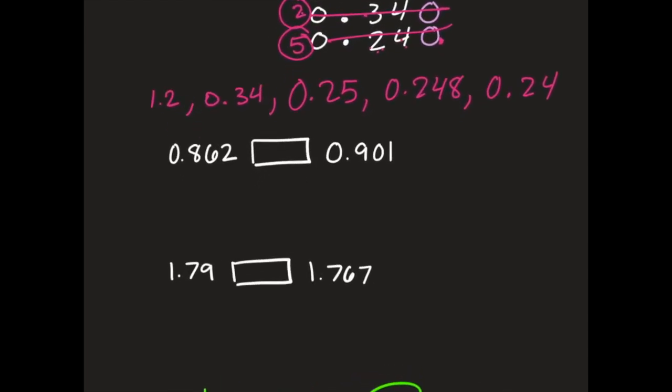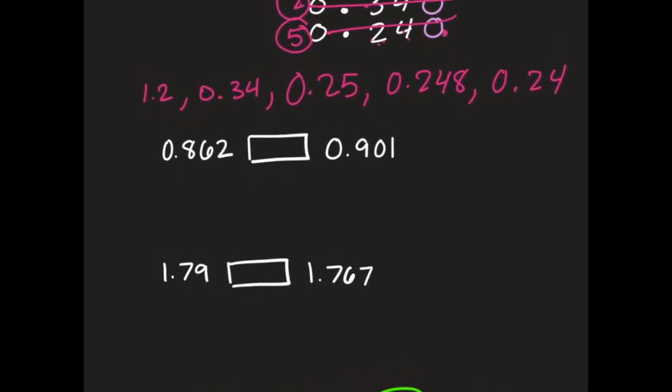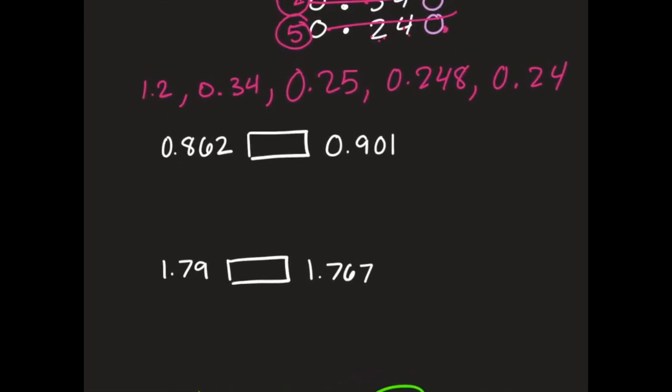All right, 2 last examples I have here. Okay, I have 0 and 862 thousandths, 0 and 901 thousandths. Which one is bigger? So I'm going to start. I've got a 0 and a 0. They're both the same. Now I'm going to go to my 8 and my 9. Which number is bigger? Oh, that 9 is bigger. So this is going to be the larger decimal.